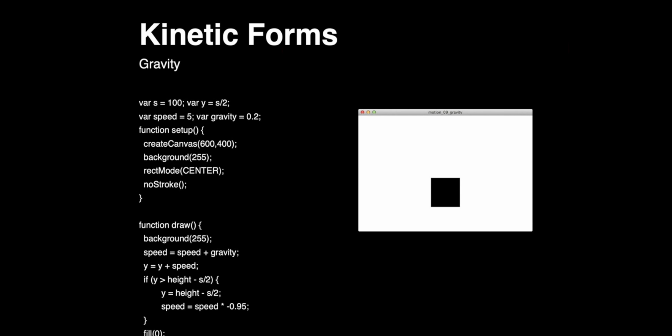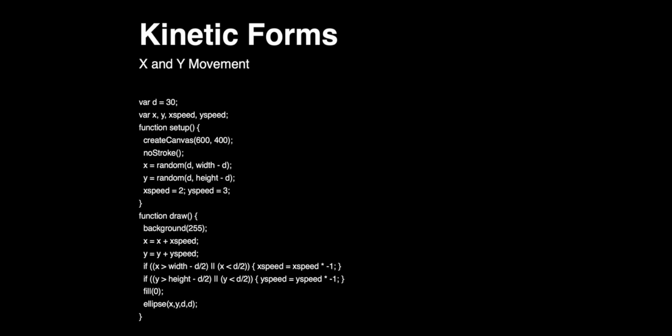Okay, so we got our gravity on our rectangle, so it's gradually falling down and getting lower and lower and lower and going slower and slower and slower. Okay, so the next thing we're going to do is play around with both X and Y movements. So rather than just going from left to right or top to bottom, we can go at a diagonal and kind of bounce all around the top, bottom, left, and right.